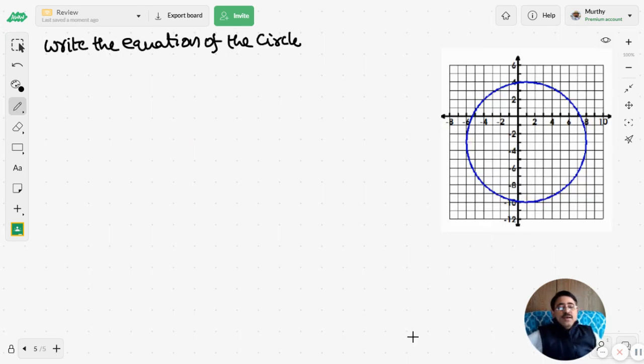Here, the question is, write the equation of the circle. To write the equation of the circle, first of all, I should know what is the center, h, k. Do I know the center? And also I should know what is the radius.